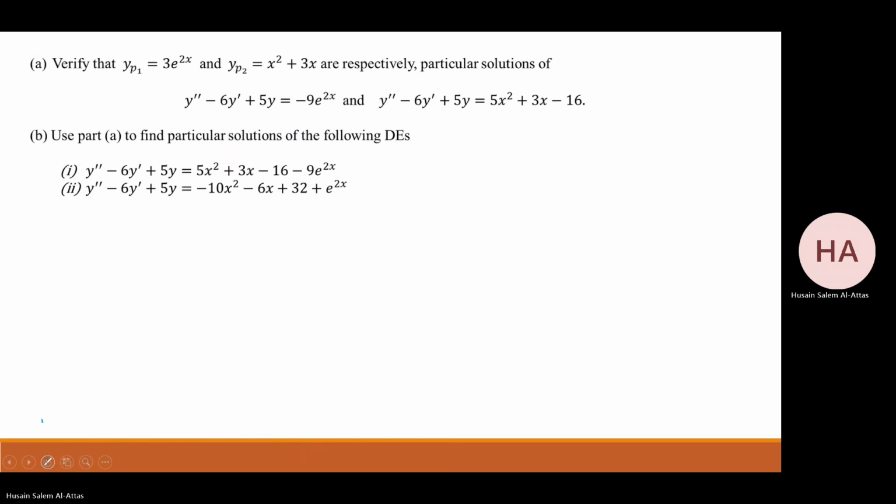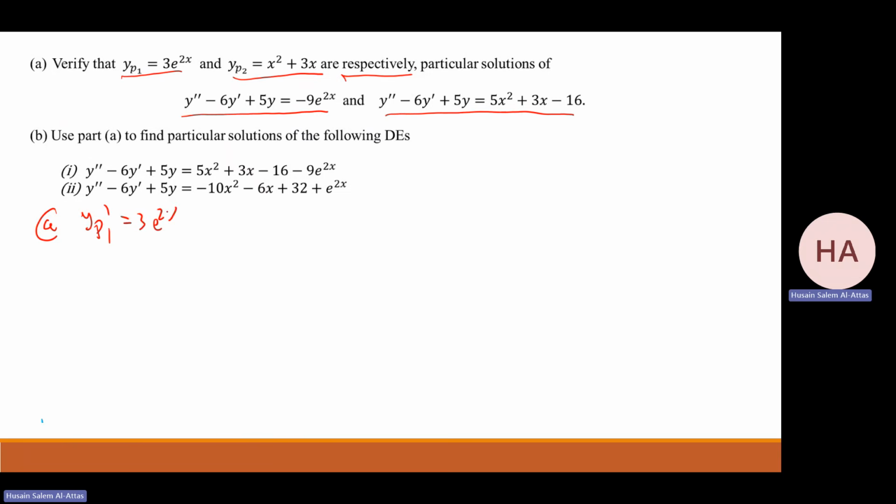Okay, let me do another problem. We said first, verify that this is the solution of this equation, and this one is the solution of this equation, respectively. So let me do A. How to show it's a solution? I just need to check the left-hand side. So I need y prime and y double prime. Let me find y prime.